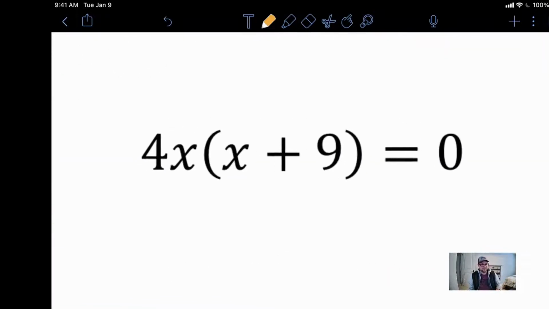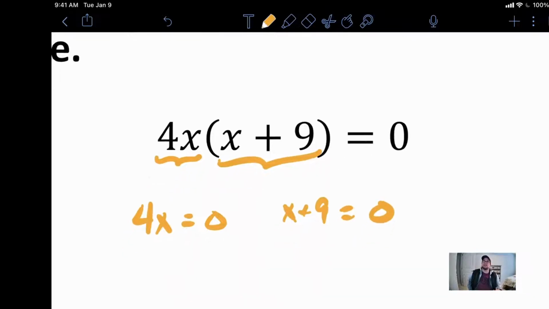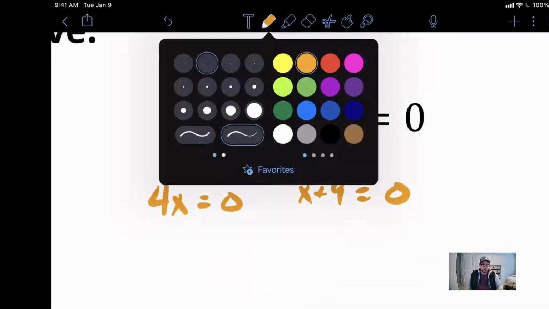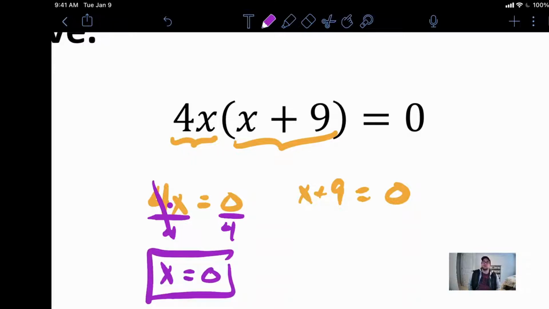Let's look at another one. So here's another one. We're going to take this term, 4x, and set it equal to 0. And then we're going to take this term, x plus 9, and set up a new equation and set it equal to 0. Now, to solve the first one, we've got to get x alone. Since it's hooked on there by multiplication, we are going to divide to unhook it. So that's going to give me x equals 0 divided by 4, which is just 0. So that's going to be our first answer.